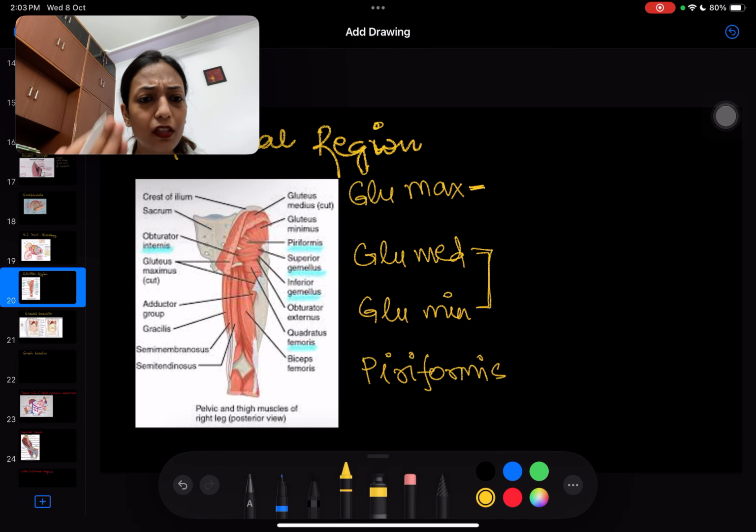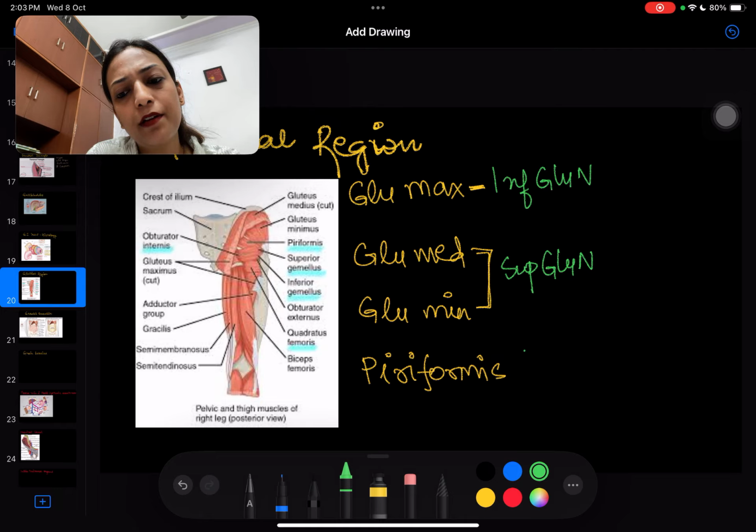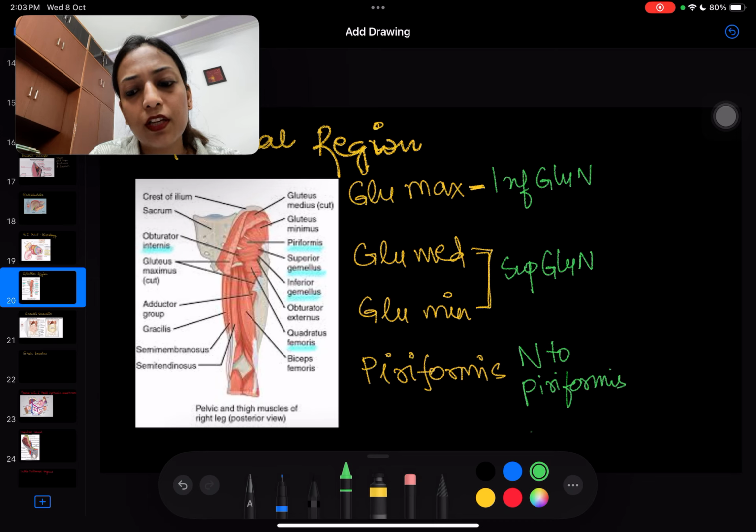Now let's talk about the nerve supply. I know it's very irritating to know that gluteus maximus is supplied by the inferior gluteal nerve, whereas medius and minimus are supplied by the superior gluteal nerve, and piriformis is supplied by the nerve to piriformis. Not very important, right? So this is the innervation that I was talking about.